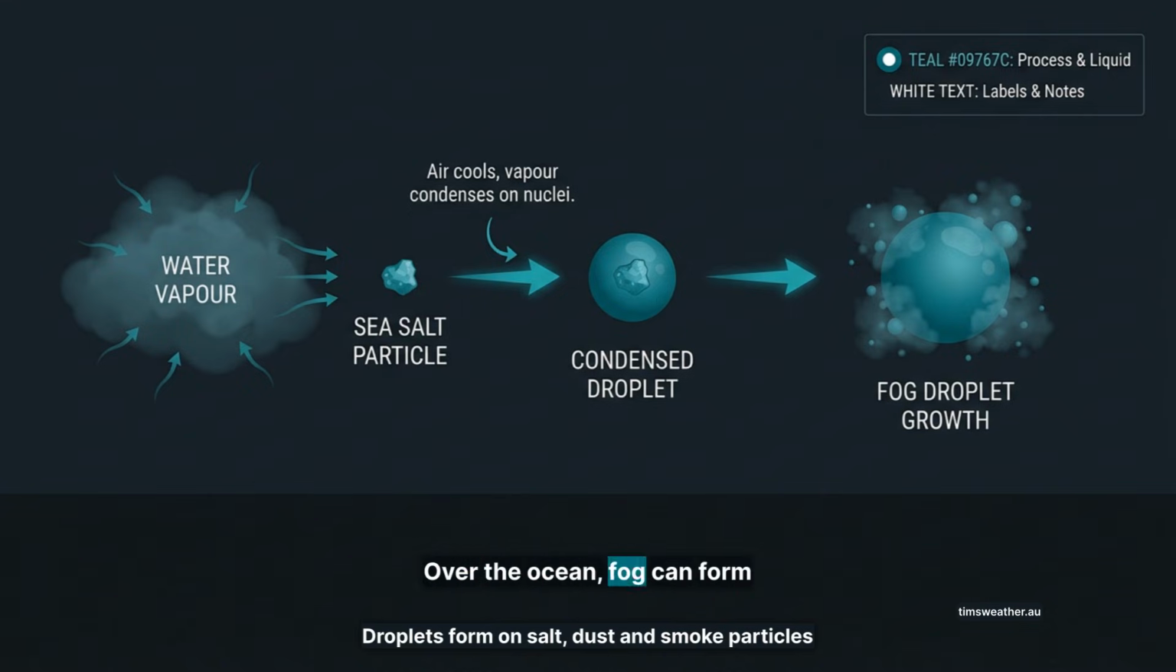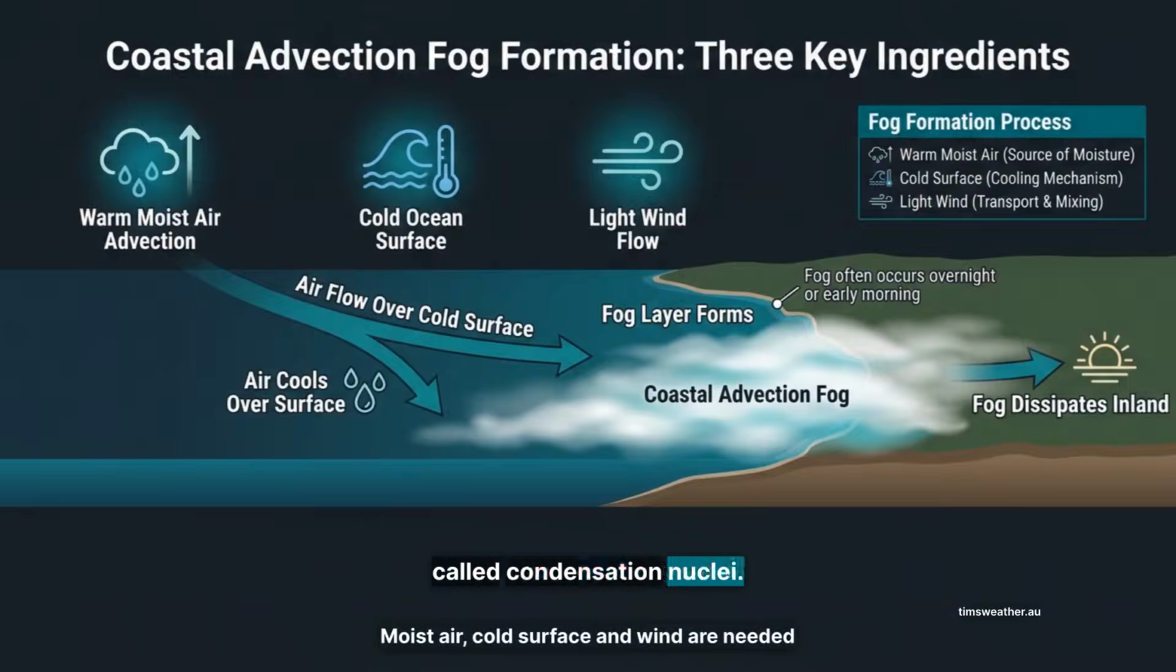Over the ocean, fog can form quickly because sea salt gives water vapor something to condense onto. These tiny particles are called condensation nuclei. Dust and smoke can play the same role over land or near industry. Once droplets appear, they scatter light, and visibility can drop sharply along beaches, harbors, runways, and shipping lanes.